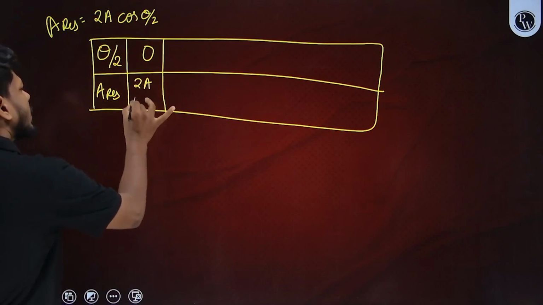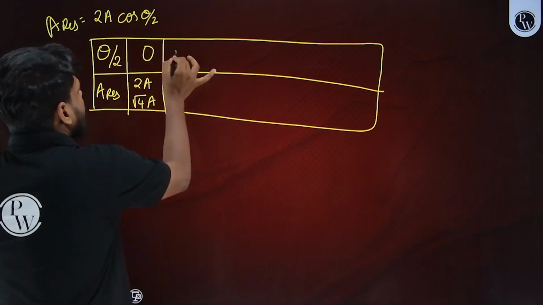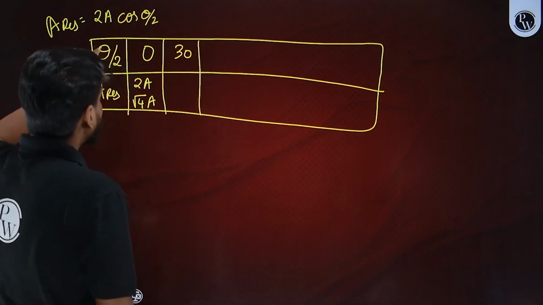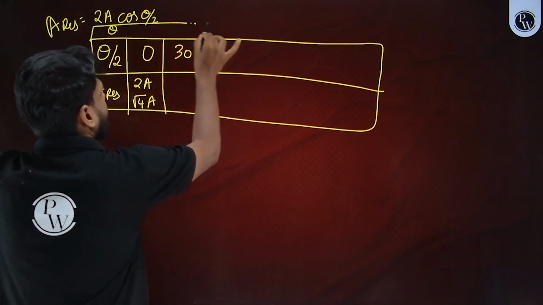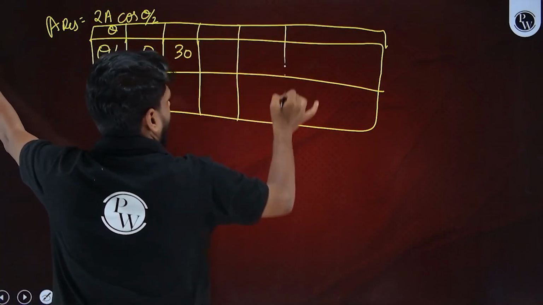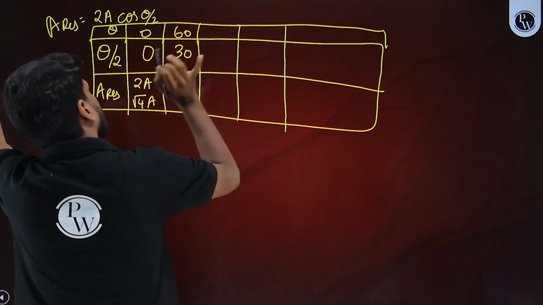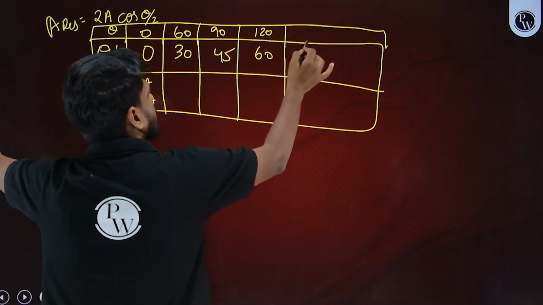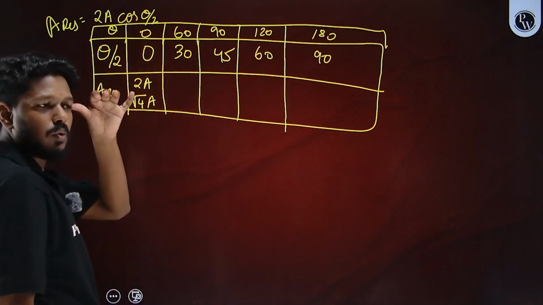Or can I write this 2a as root of 4a? So why is this necessary? I will tell you. If theta by 2 is equal to 30 degree, what is cos 30? This is the value of theta by 2, not the value of theta. What will be the value of theta? If theta is 60, theta by 2 will be 30. If theta is 90, theta by 2 will be 45. If theta is 120, theta by 2 will be 60. If theta is 180, theta by 2 will be 90. So cos 30 is root of 3 by 2.